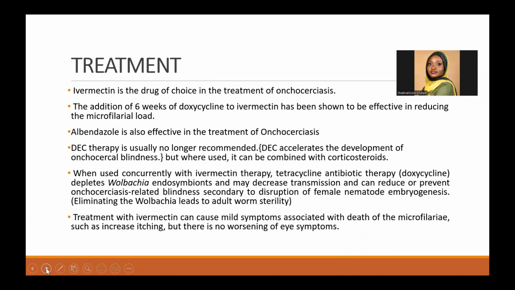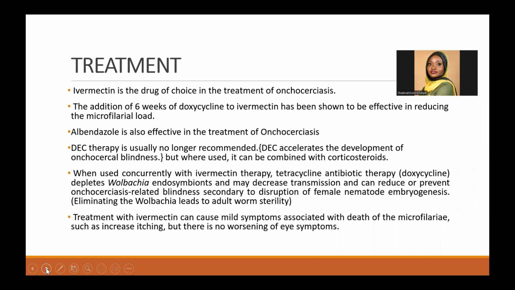Treatment: the drug of choice is ivermectin, and we also add doxycycline for 6 weeks. Remember that I said that there is a sidekick called Wolbachia, a bacteria that helps the onchocerca to be very fertile and reproduce a lot. So the ivermectin kills the microfilariae, while the doxycycline kills the Wolbachia bacteria. The doxycycline also has a mild effect on the adult worm. The ivermectin does not have any effect on the adult worm, but it will kill the microfilariae, that's the tiny worms or the baby worms.